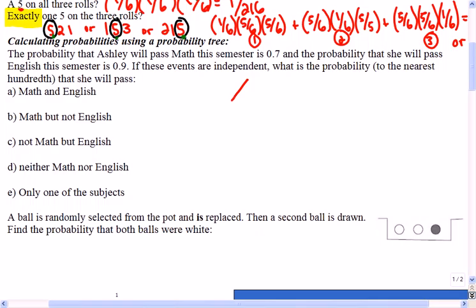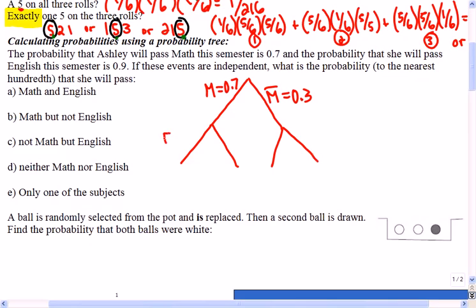And the way we would do this is we'll say this branch will be that she passes math, and that will be 70%. So that means the alternative is she does not pass math, and it's 30% of the time. Okay, and then the other branches would represent English. So she passes English 90%. She does not pass 10%. So we label the branches like this so we can figure out in the experiment where we're looking for our answer.